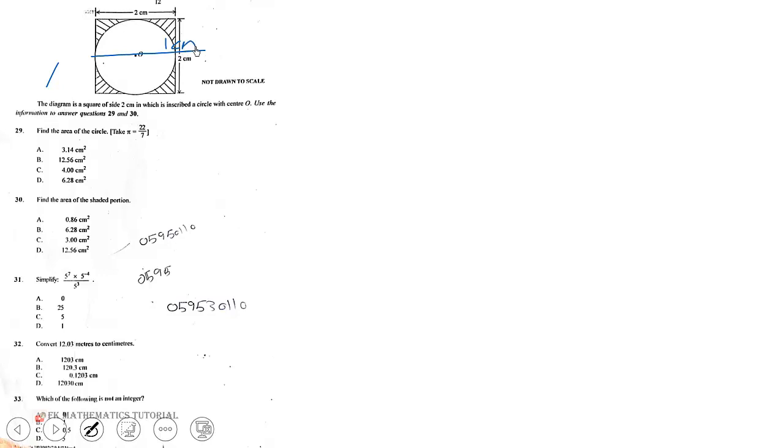So pi r squared, 22 over 7 times 1 squared. It is the same as 22 over 7, which is 3.14 centimeters squared. So the correct answer is A.